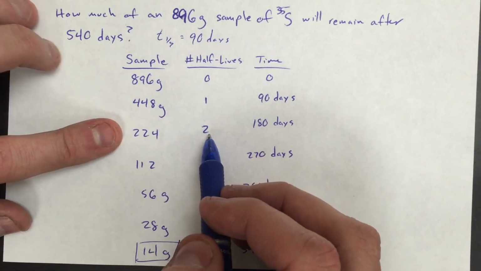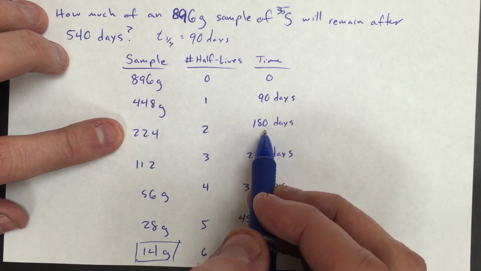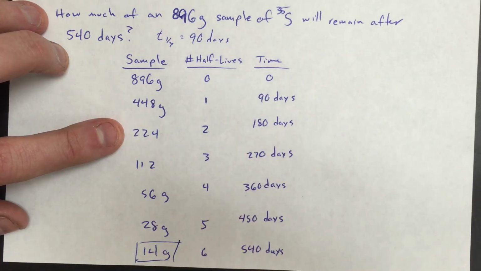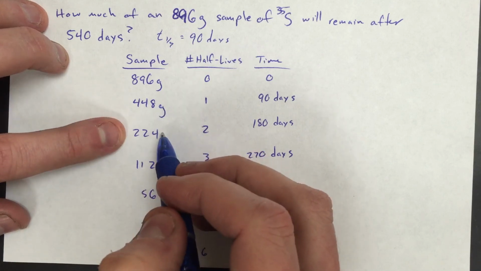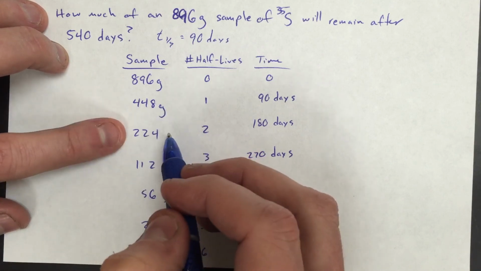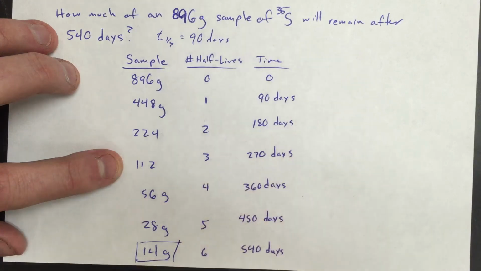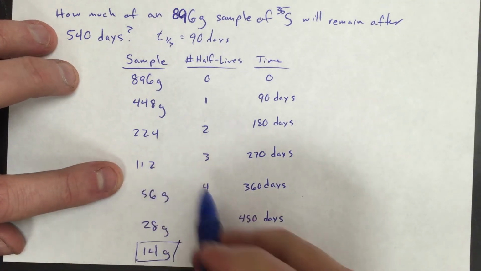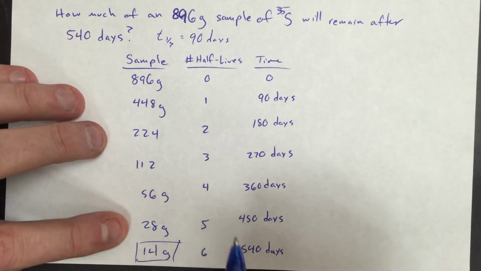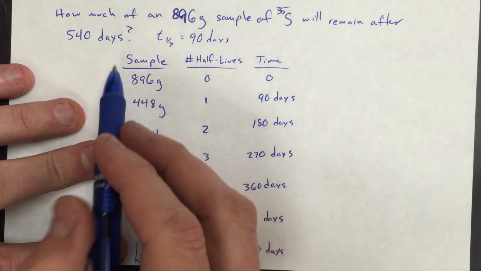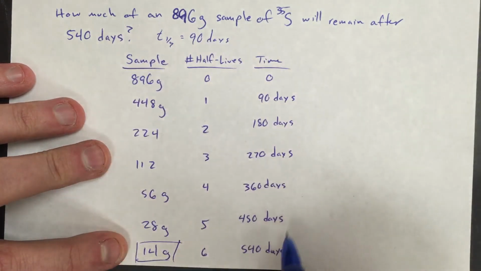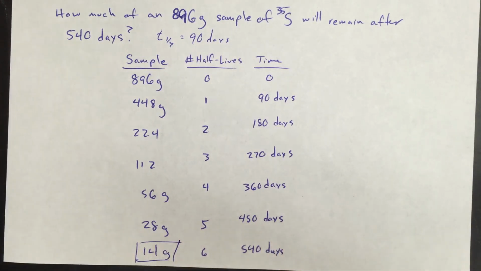And then after 2 half-lives go by, that's 180 days, because it's 2 times 90. And then we are going to have half of that sample decay again. So half of 448 is 224, and after 3 half-lives, 270 days, 112 grams remain, 4 half-lives, 56 grams remain, 5 half-lives, 28 grams remain, and 6 half-lives, 14 grams remain. So it says how many will remain after 540 days, so we see 6 half-lives is 540 days, and that's 14 grams that will remain.